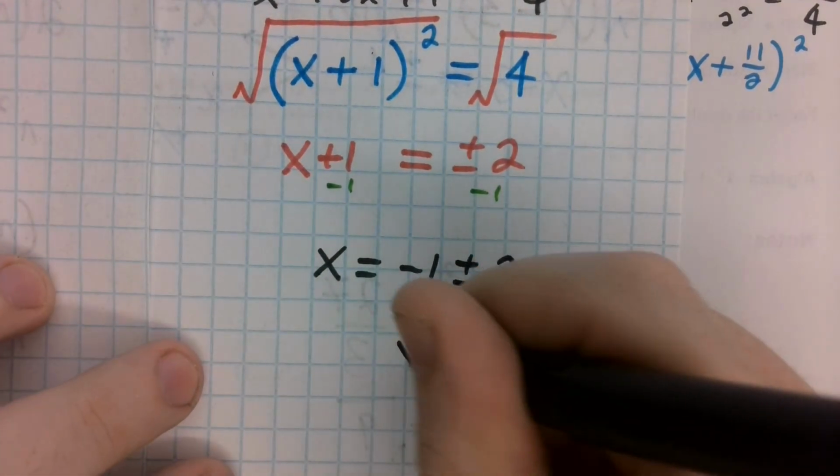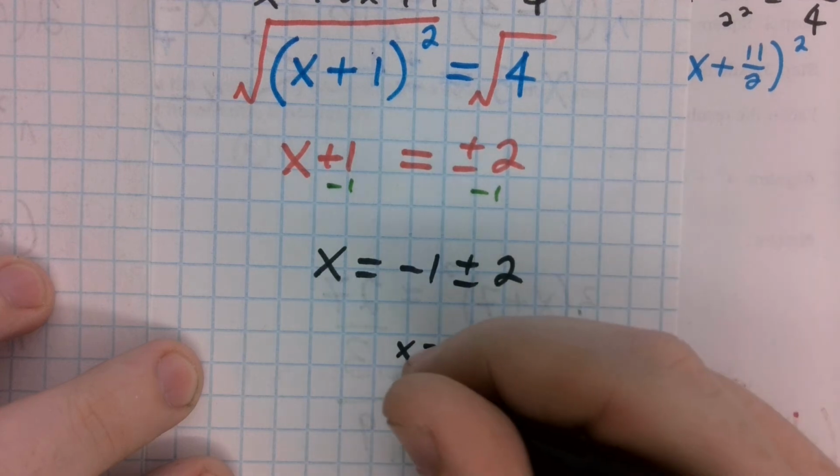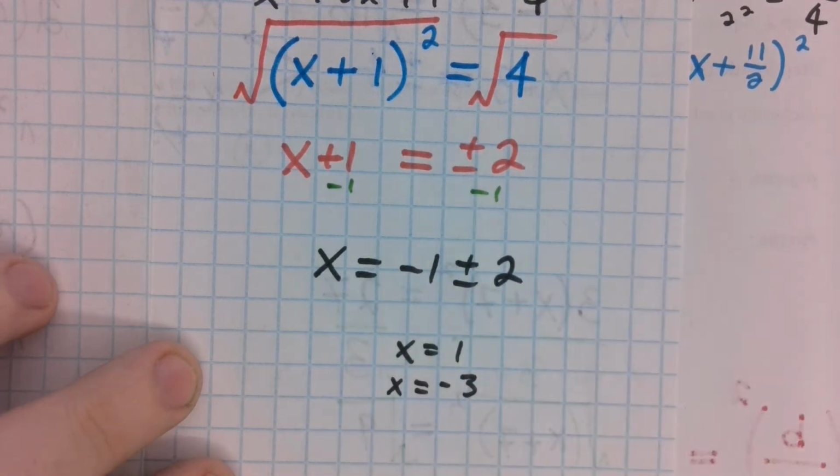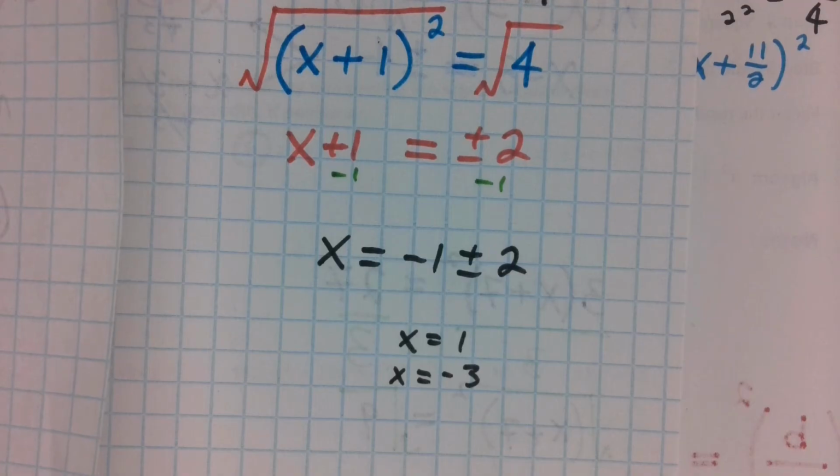Negative 1 plus 2 would give us x equals 1. Negative 1 minus 2 would give us negative 3. These are our two answers.